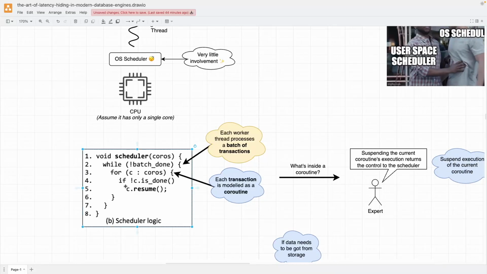You have a scheduler, which, as the previous question mentioned, is a user space scheduler. It runs in the user space as part of your process, and all it does is a simple round robin, right? Go over the transactions. If a transaction is not done, you resume it so that it can complete. That's all. You just do that as long as there are some transactions to process. Very simple, just a round robin approach.